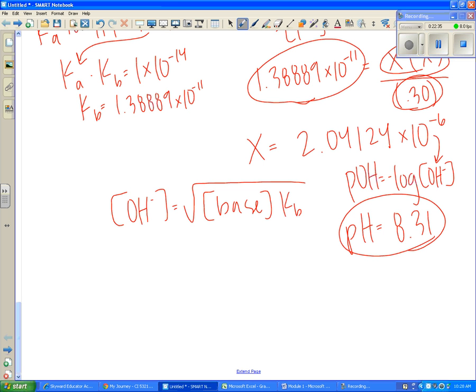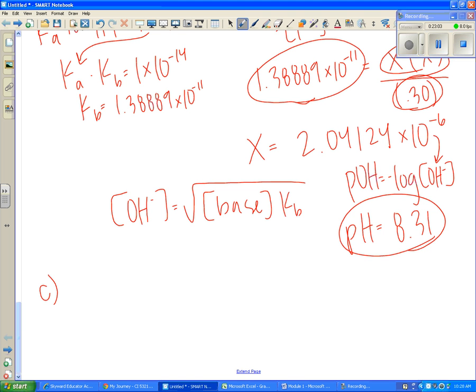Does that answer make sense? Yes, it's greater than 7 like we predicted. We know that the solution should be basic because we have a salt that should produce a basic solution. All right, so let's do C. Let's see if we can use that shortcut. If you don't want to use that shortcut, you can go ahead and set up an ice table and go through the math that way. I'm going to show you guys how to just start with that shortcut, okay?